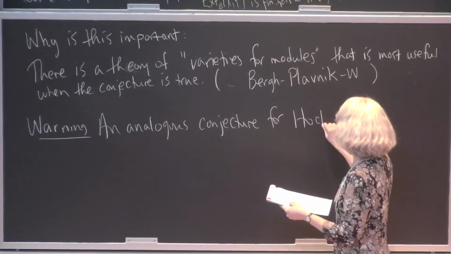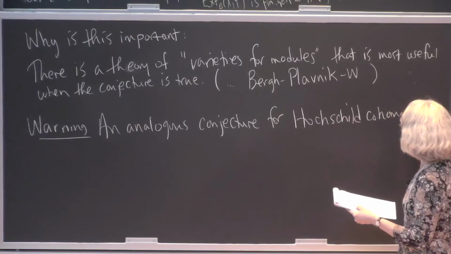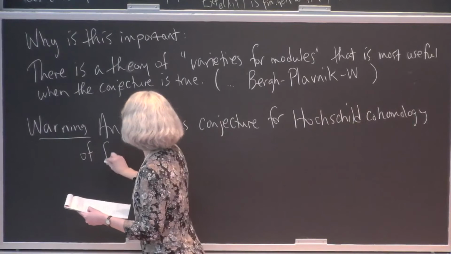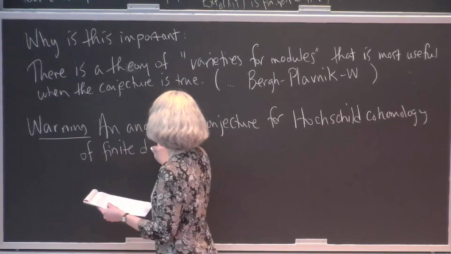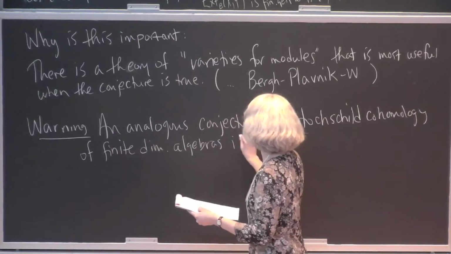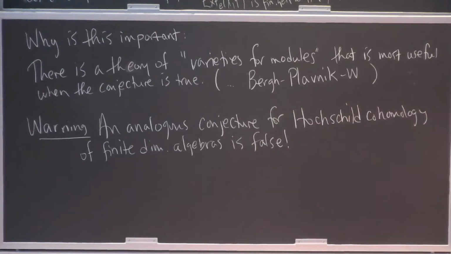For a different type of cohomology, Hochschild cohomology, for finite dimensional algebras, that's false. The conjecture was that Hochschild cohomology modulo an ideal generated by nilpotent elements is always finitely generated, and that's just not true. It's graded commutative, so it has a lot of the same flavor, but that's just not true.